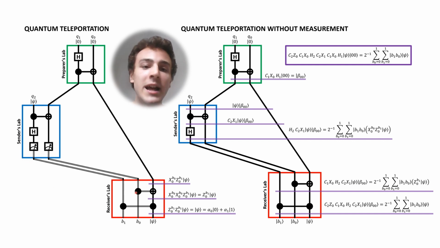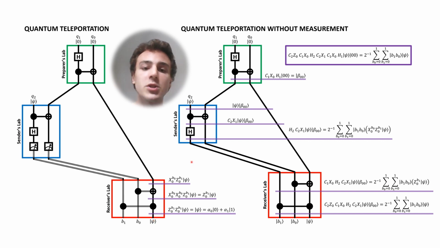The receiver then implements the receiving subroutine, and this subroutine involves a classically controlled bit flip and a classically controlled phase flip. Note that we have double lines present in these symbols for classically controlled gates. So these double lines tell us that it is a classical bit that is controlling this bit flip and this phase flip, which are being applied to qubit 0.